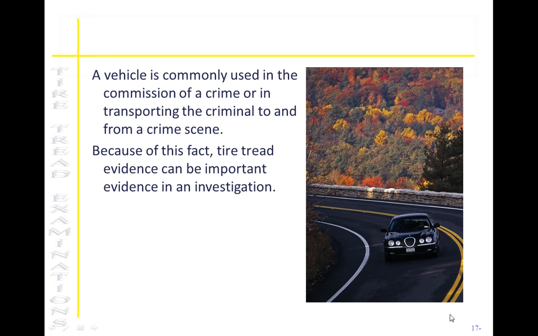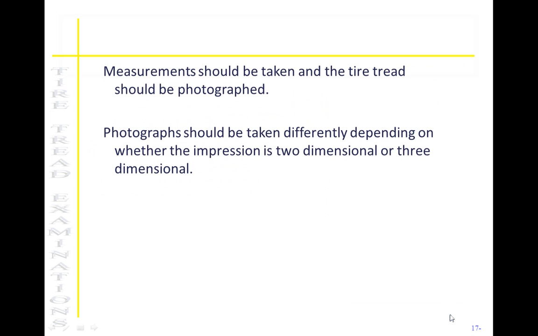A vehicle is commonly used in the commission of a crime or in transporting the criminal to and from a crime scene. Because of this fact, Tiretread evidence can be very important to an investigation. Once Tiretread patterns have been found at a crime scene, measurements should be taken of the tread pattern itself. Then it should be completely photographed because this gives you a good visual documentation of the Tiretread pattern.